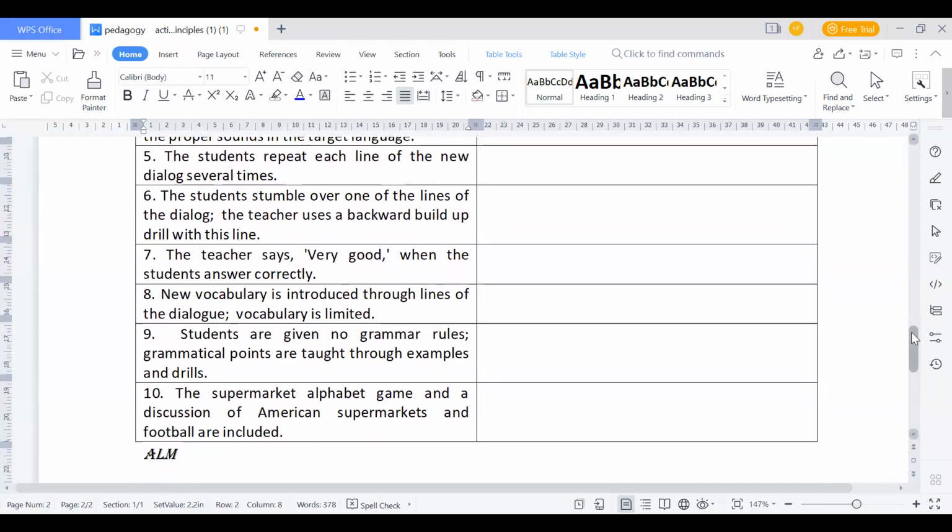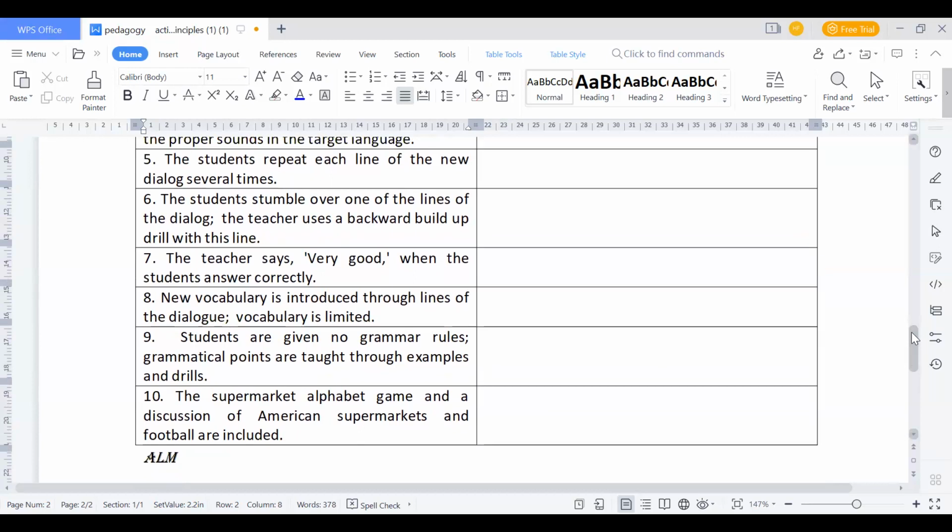New vocabulary is introduced through lines of the dialogue. Vocabulary is limited. That means language is taught in context. So the dialogue is a context. In a dialogue, you have the patient and the doctor, so you can see a context. They are not isolated sentences. So that is why vocabulary is introduced through lines of the dialogue, because language is taught in context. That is the underlying principle.